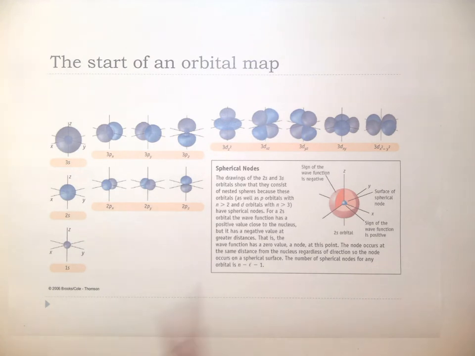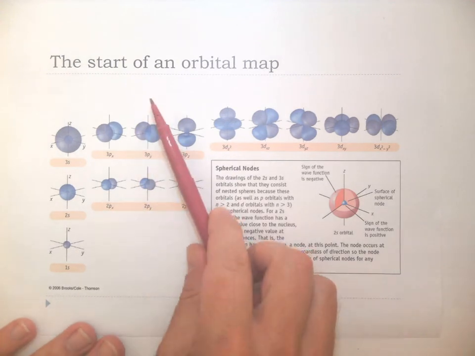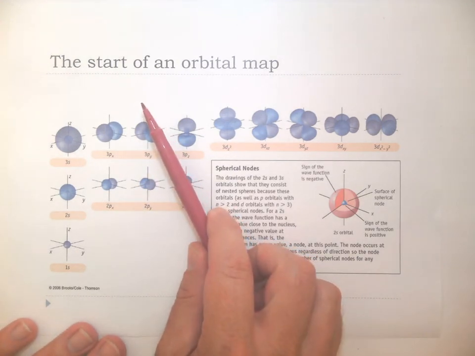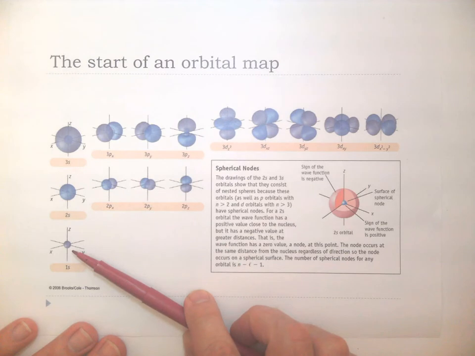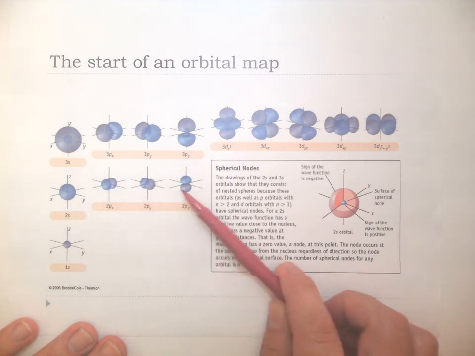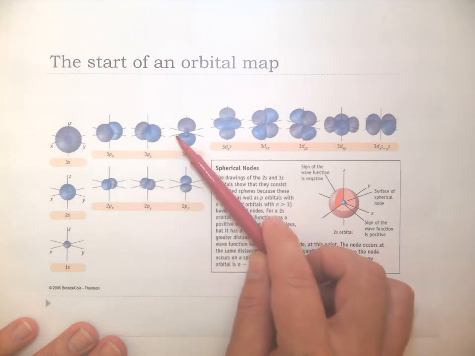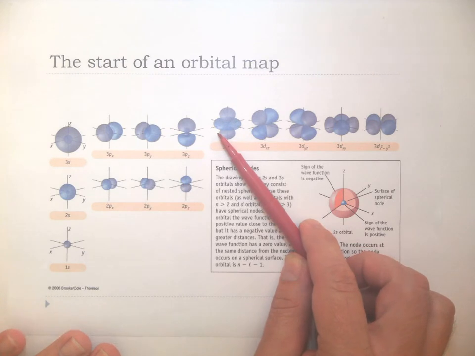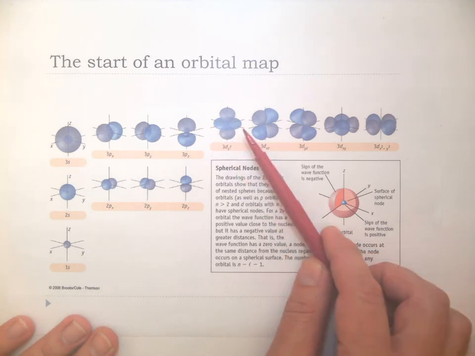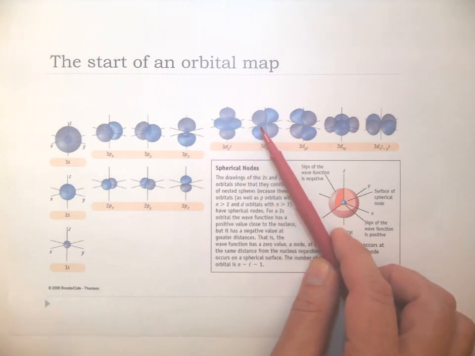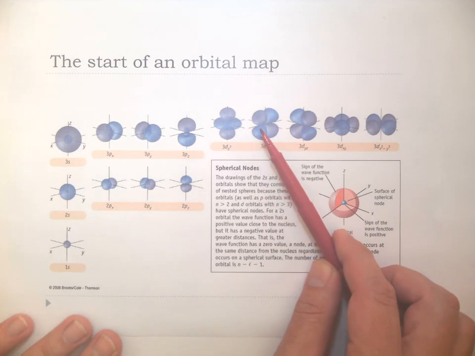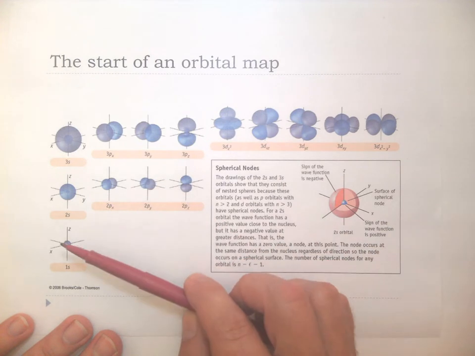Let's start with orbitals. This, as it says, is the start of an orbital map, and it shows the start of where electrons could be. These are just representations of the wave functions of those electrons. These are weird shaped orbitals, and you've got to think of an orbital as just a place where electrons can kind of hang out. And yes, they have weird shapes, but just go with it. The electron is going to hang out there most of the time.